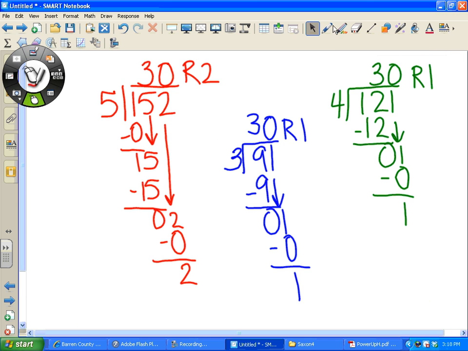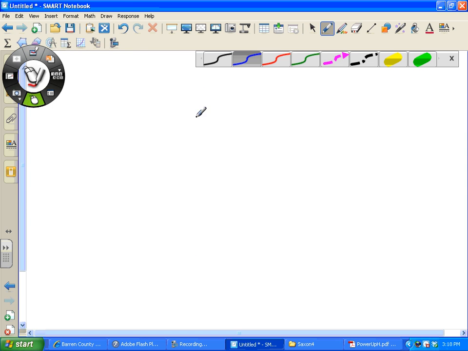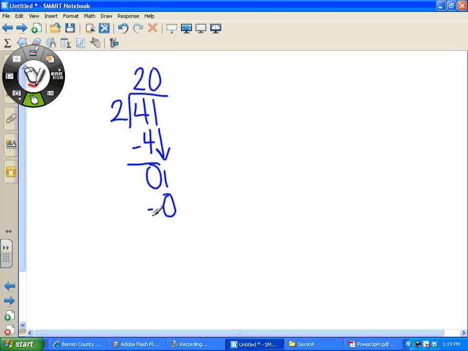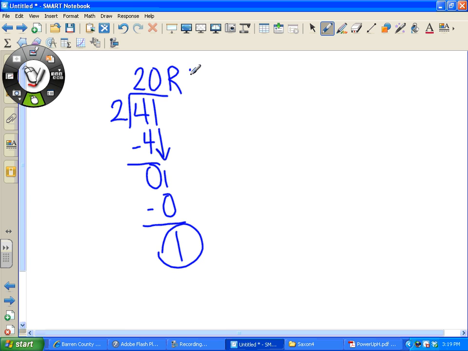41 divided by 2. That's like saying 41 divided in half, isn't it? How many groups of 2 can I get out of 4? 2 groups. 2 times 2 is 4. Subtract. Bring down. How many groups of 2 can I get out of 1? 0 groups. 0 times 2 is 0. Subtract. Nothing left to bring down. Final answer, 20 with a remainder of 1.